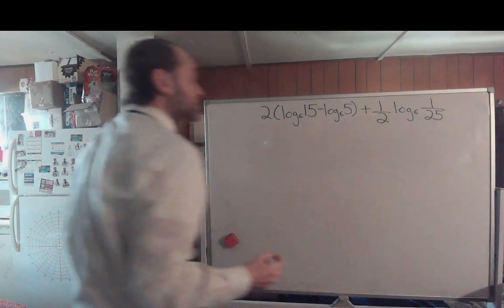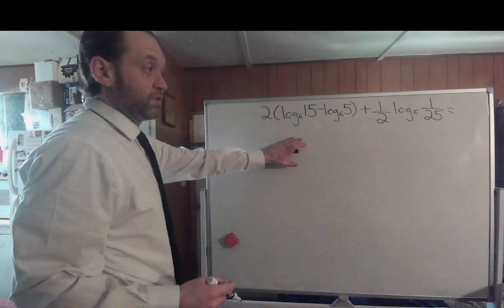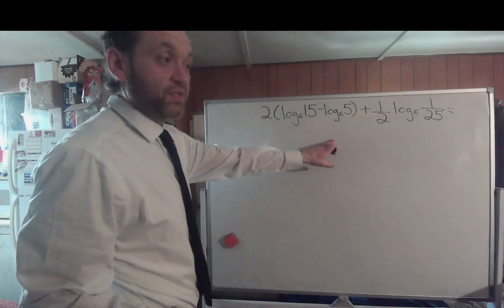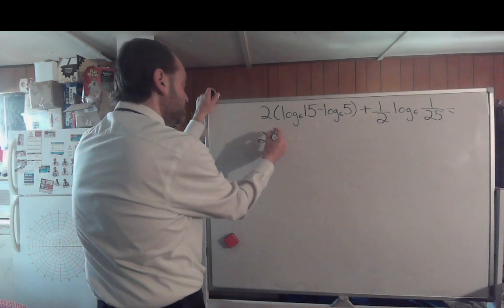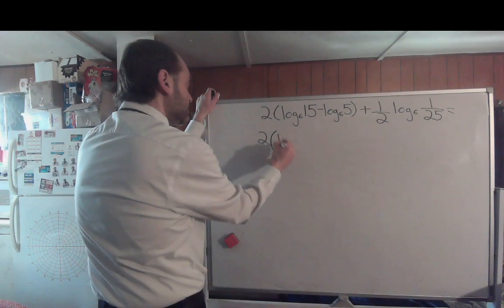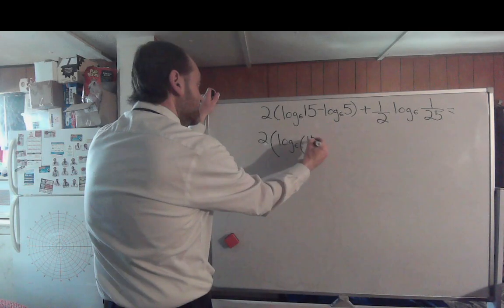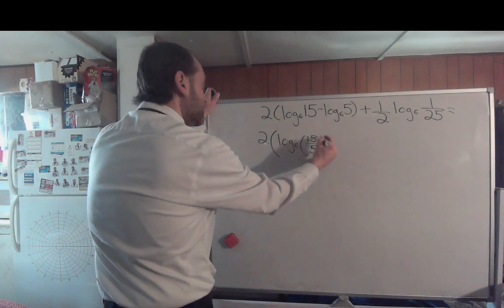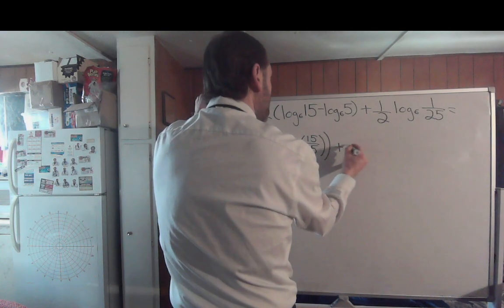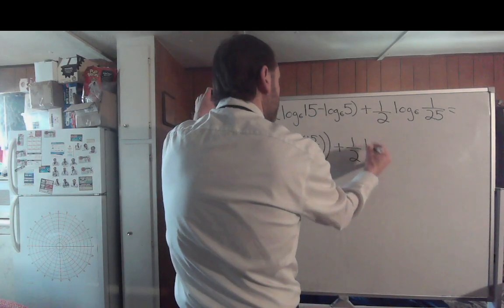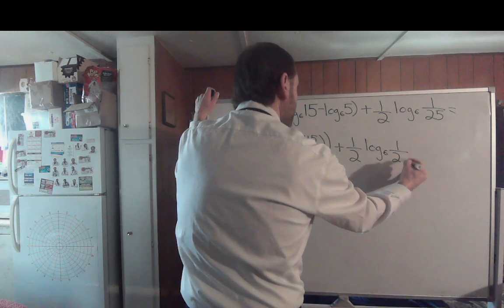Yikes, what a mess, huh? Well, let's deal with the parentheses first. You have a difference of 2 logs of the same base, so that's going to be a quotient rule. This would be 2 times the log base 6 of 15 divided by 5, all that plus half of log base 6 of 1/25.